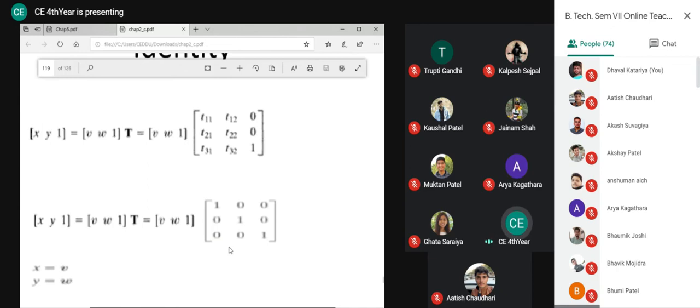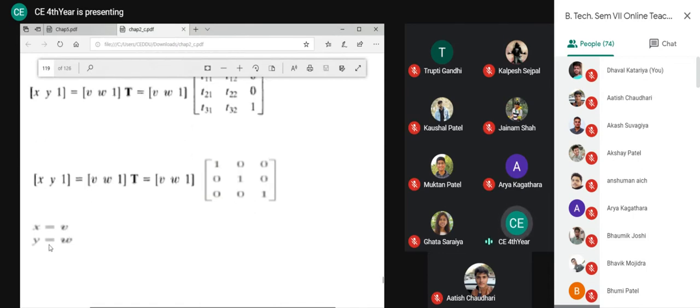So what is my result? My result is v, w, 1. And v, w, 1 is equal to x, y, 1. If I compare element-wise, x will be equal to v and y will be equal to w, and 1 is always equal to 1. Okay, so this is the identity transformation.